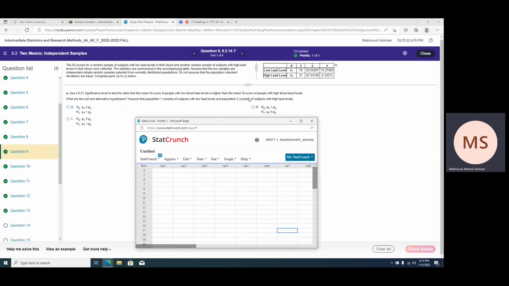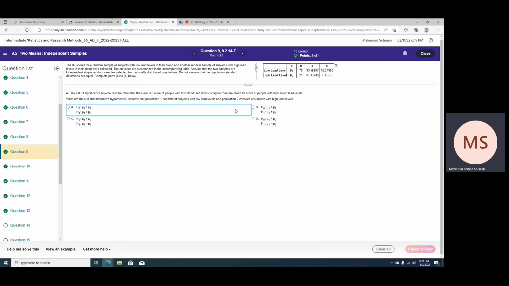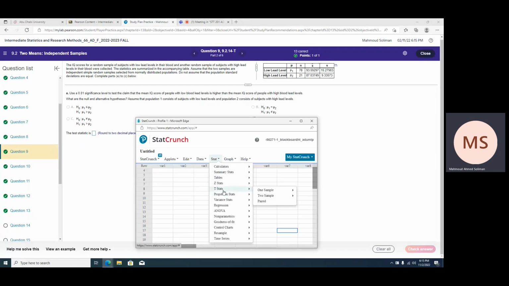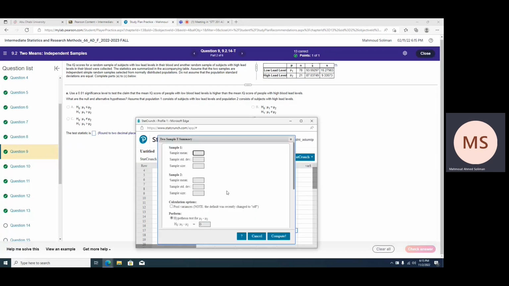So let's look. We have mu1, mu2. What's the claim? That low blood lead levels is higher than the IQ of people. So mu1 is greater than mu2. So we have to go Stat, T Stats, Two Sample, Summary.